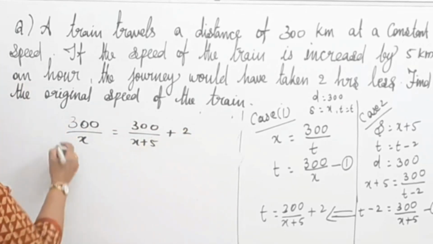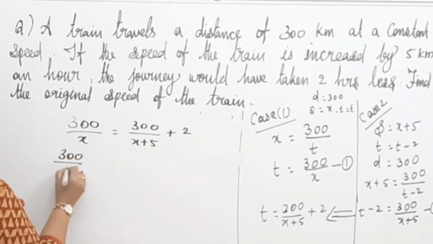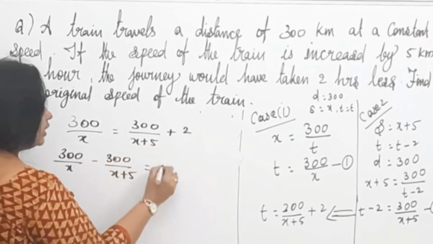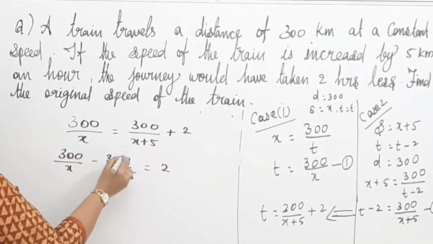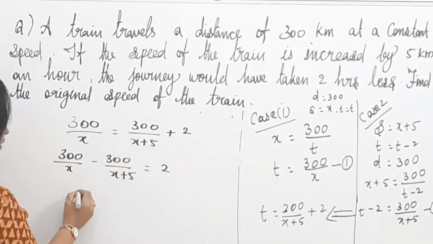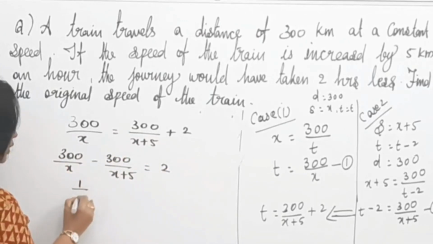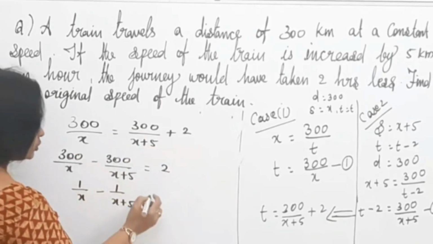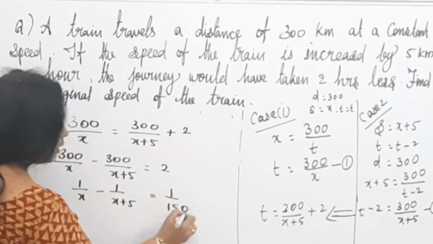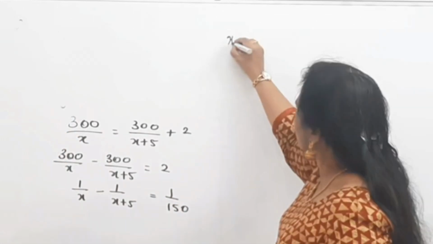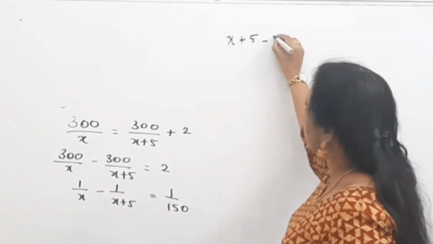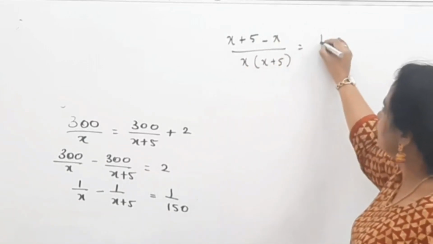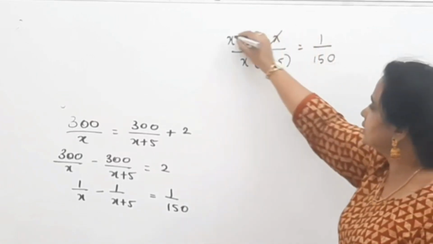So now I bring it on one side. So 300 by x minus 300 divided by x plus 5 is equal to 2. Now 300 is taken outside and 2 it gets cancelled. So I would have 1 by x minus 1 by x plus 5. That 150 goes to the other side as 1 by 150. As simple as that. On simplification, x plus 5 minus x divided by x into x plus 5 is equal to 1 by 150. X gets cancelled.